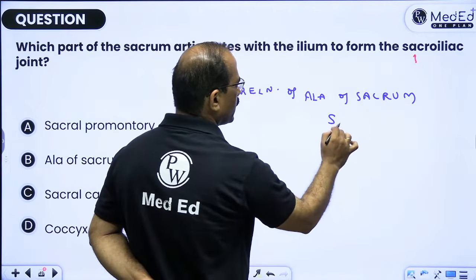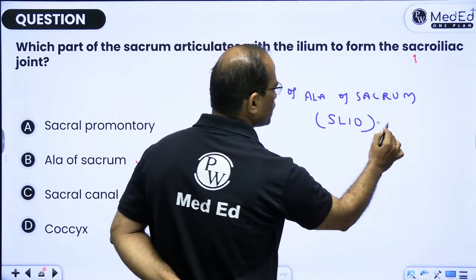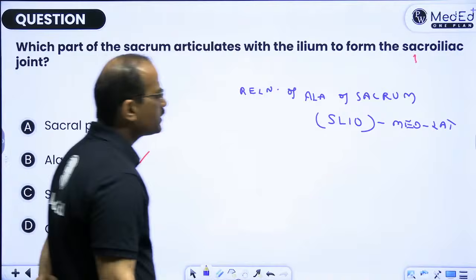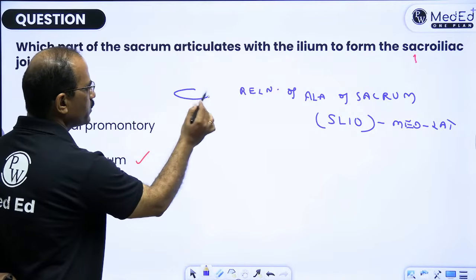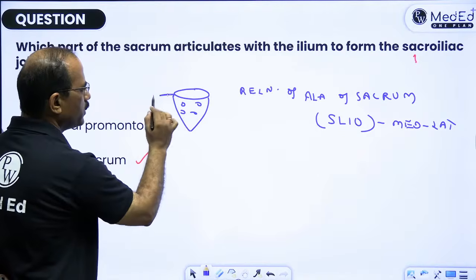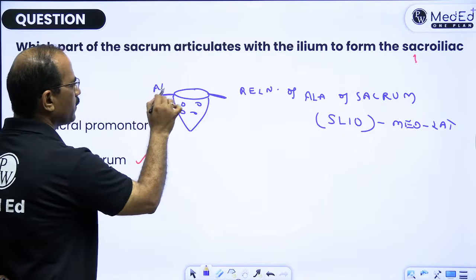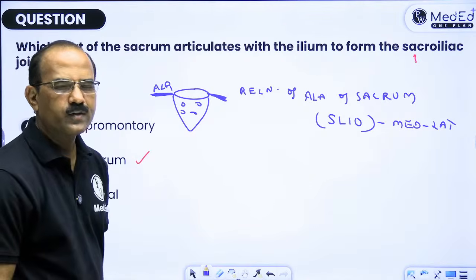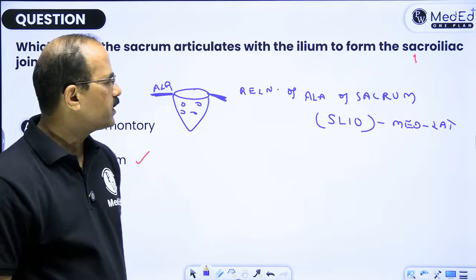Remember this: SLIO. Sequence medial to lateral. What is ala of sacrum? You know, this is the sacrum, and this part here is the ala. This is the ala of the sacrum. What are the relations of the ala of sacrum?